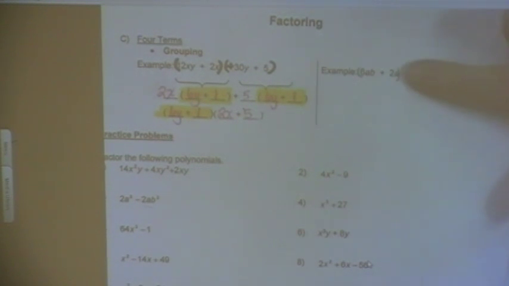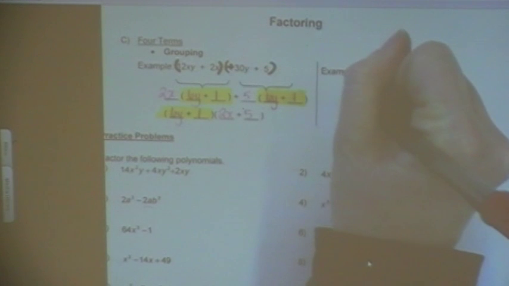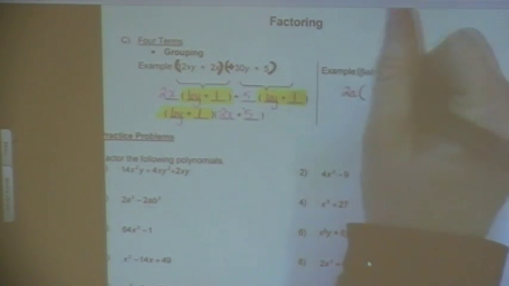Then I'm going to cover this up and I'm looking just at this first set of numbers, looking for a GCF. Is there anything that can evenly divide into both of those things? And there is. It's a 2a. So if I divide 6ab by 2a, you get 3b. 2a divided by 2a is again 1.